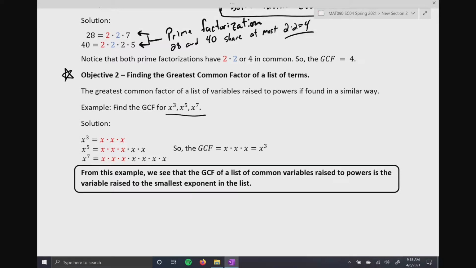All right. Most importantly, here's what you're looking at. They all have at most 3 x's. So my GCF is going to be x to the third. Now, there is a little rule, and that's what's bolded in this nice box for us. From this example, we can see that the GCF of a list of common variables raised to powers is nothing more than the smallest exponent. That's it. So when I look at x to the third, x to the fifth, x to the seventh, I just look for the smallest exponent, and that's going to be the GCF.